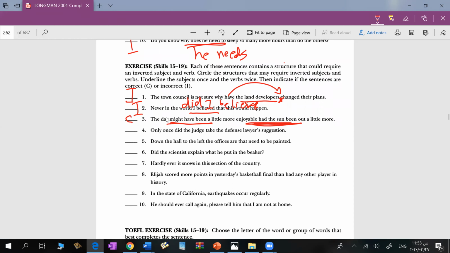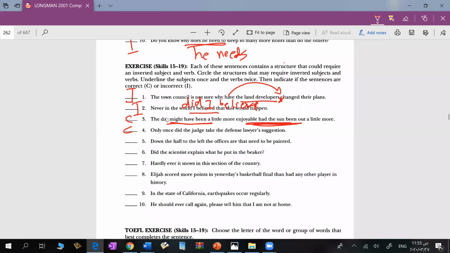Okay, number 4, Mr. Abdurrahman Saad, only once did the judge take the defense lawyer's suggestion. What do you think? Incorrect. Why incorrect? Only once did the judge take. When we start with only, what do we do? We invert, correct? Yes. And this is inverted, so this is correct.